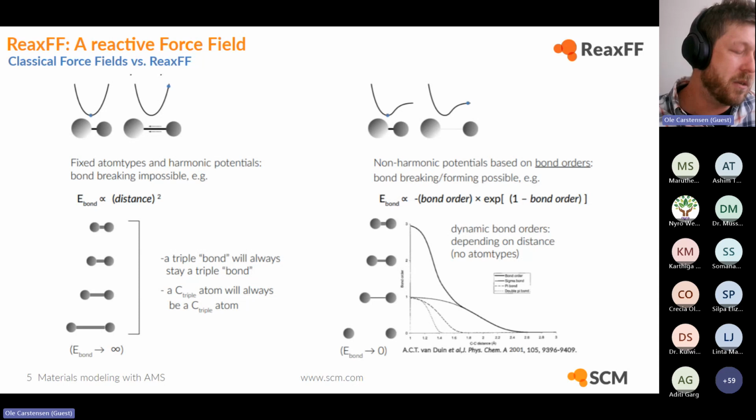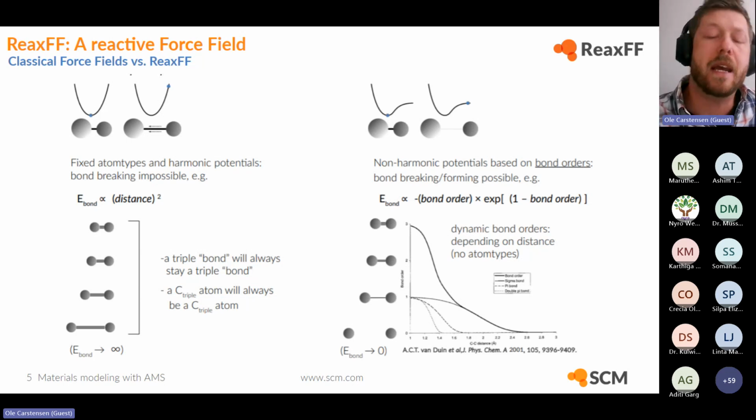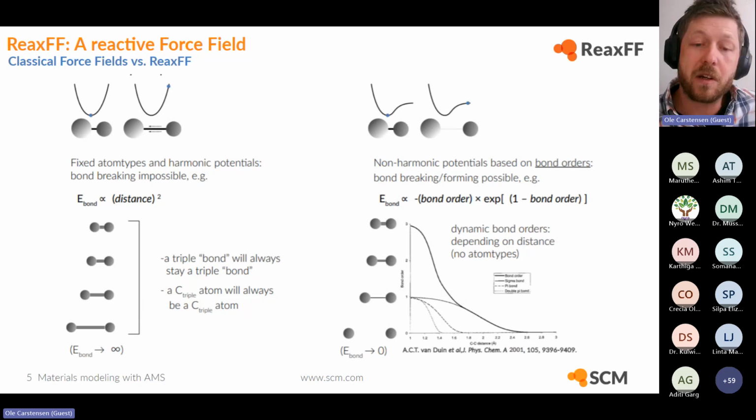So without going into too much detail, the central difference between these force fields is that now we have non-harmonic potentials between the atoms, and these potentials are based on bond orders. And the bond orders, in turn, are based on interatomic distances. So based on the distance between two atoms or several atoms, a bond order is calculated, and this bond order is used in the potential energy expressions.